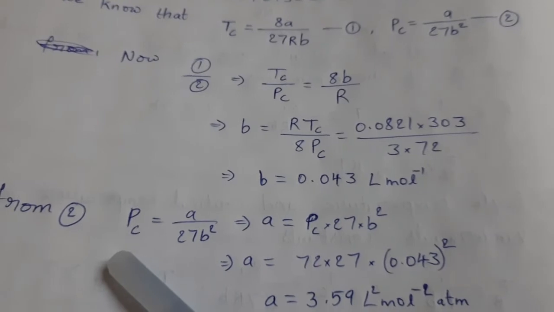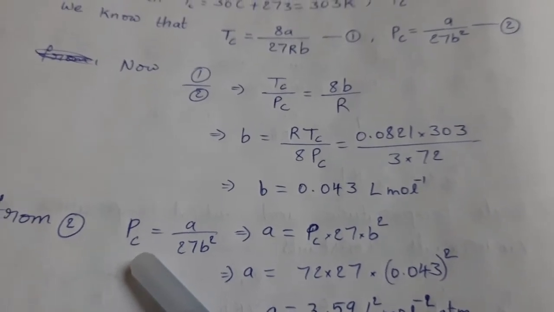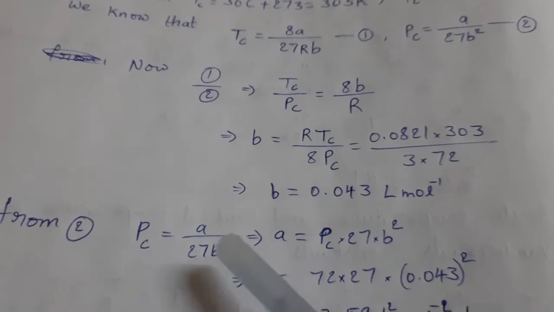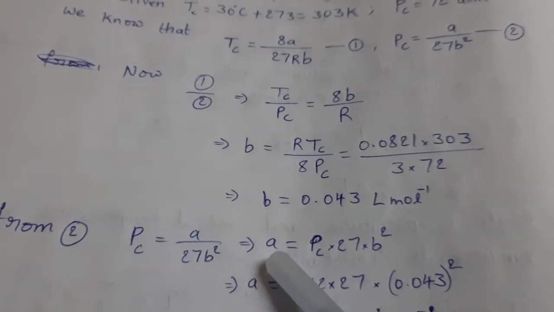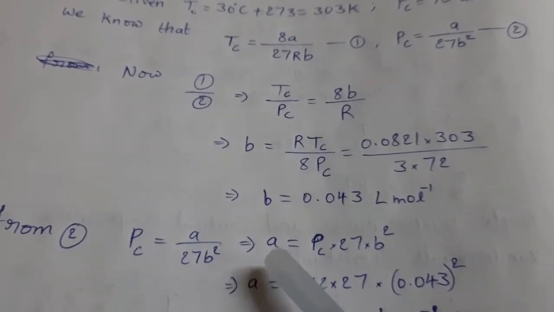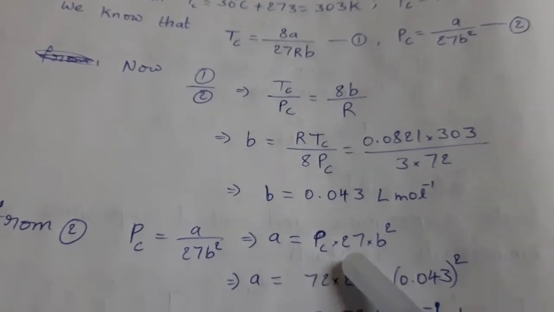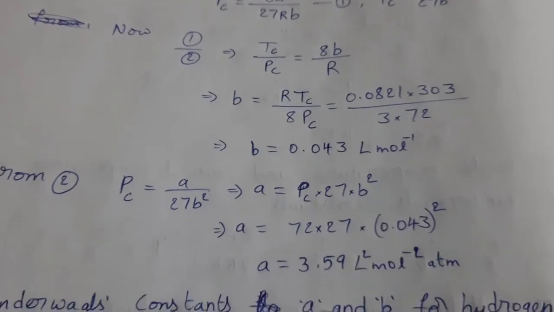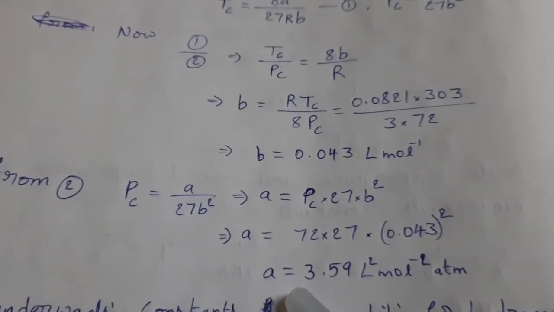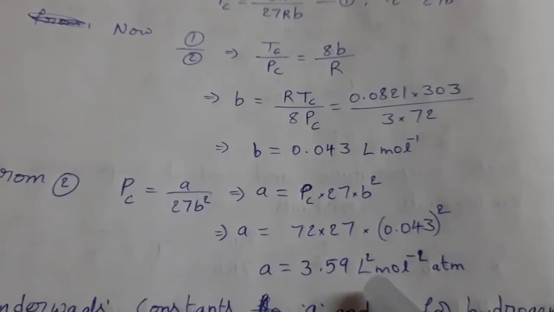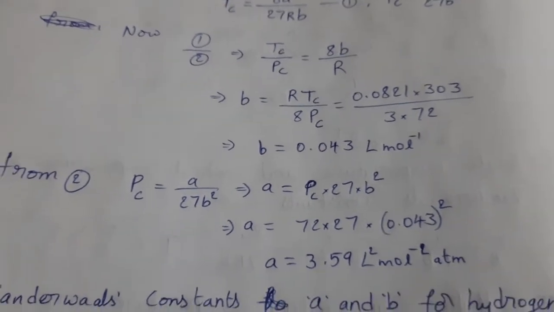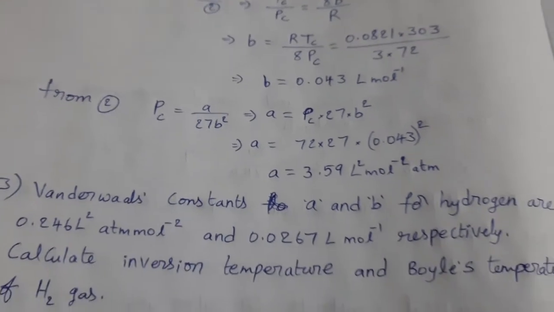Now we have to calculate a. What is the suitable formula? Pc equal to a by 27b square. So from this a we can calculate. So a equal to Pc into 27b square. Substitute Pc value, b value, then we can get a, van der Waals constant 3.59 liter square mole power minus 2 atmosphere. Okay students, see the next question.